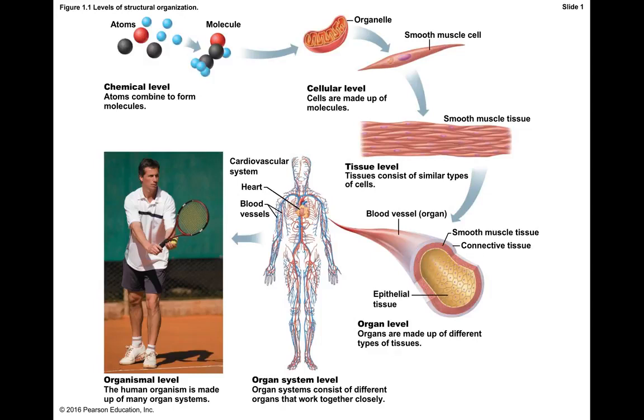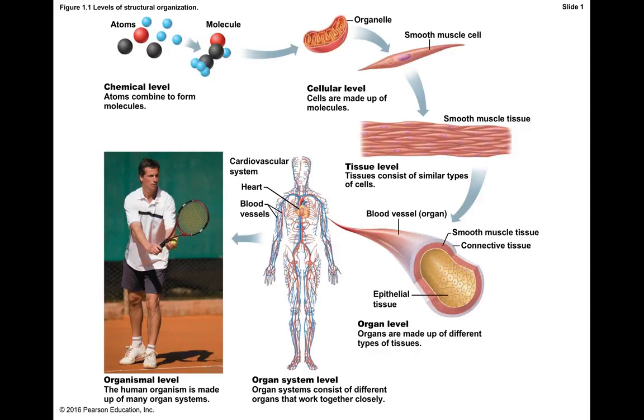These molecules and atoms are combined together to form your cellular level, which the example is providing for you as a smooth muscle cell. A collection of the smooth muscle cells together form your smooth muscle tissue. And taking the smooth muscle tissue, combining it with connective tissue and epithelial tissue will give you your blood vessel. And yes, blood vessel is an organ.